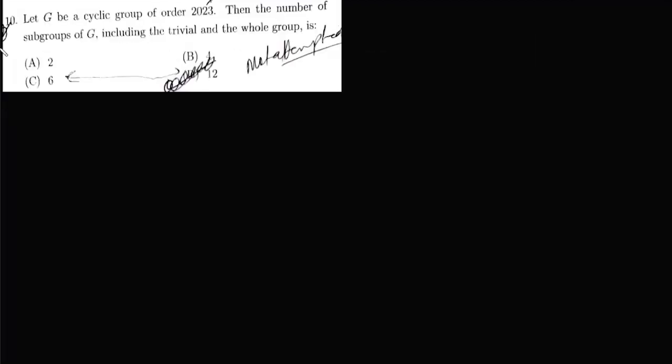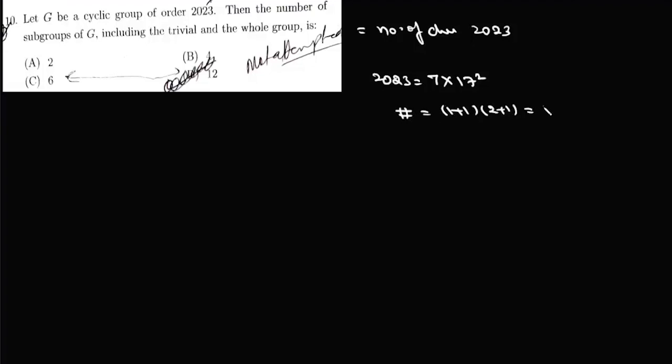It says let G be a cyclic group of order 2023, the number of subgroups of G including the trivial and the whole group. Now we know that the number of subgroups of G is given by the number of divisors of 2023. Now we can write 2023 as 7 into 17 square. So the number of divisors is given by (1 plus 1) into (2 plus 1), that is 6. So the answer to this question is option C.